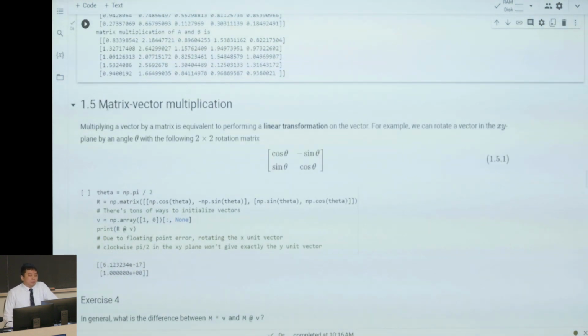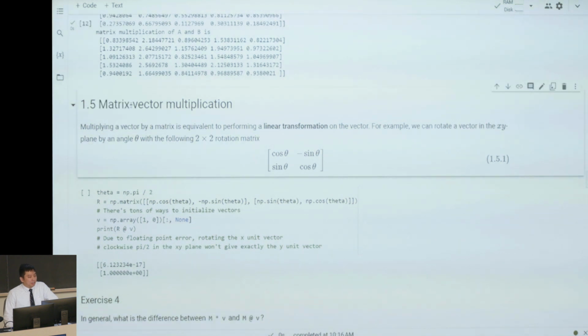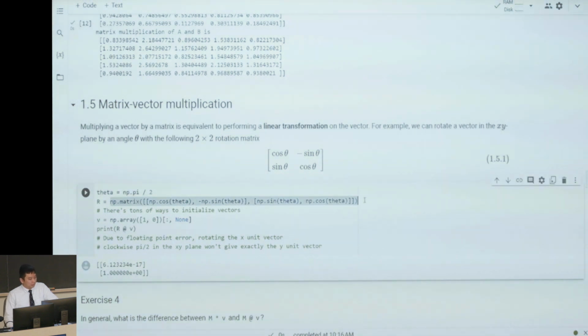And then the special case of matrix-matrix multiplication is this matrix column vector multiplication. And this has a geometric interpretation. When you multiply a vector by this following matrix, it rotates that vector counterclockwise in the xy plane. So here I've made this matrix to rotate it by pi over 2 counterclockwise. And here I've made the column vector. This is another way to make it a column vector, and we'll go over this later.